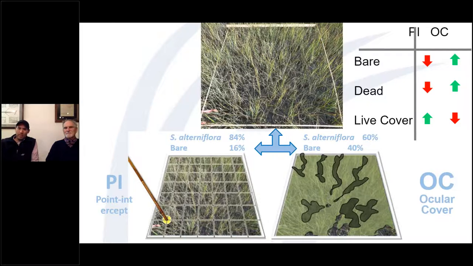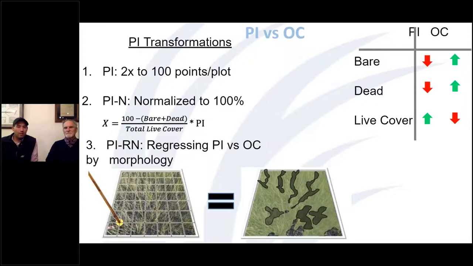And so we tried to figure a way to reconcile this, which leads me to the next slide. So the most obvious way is to make everything 100 points. So we use 50-point grids, and we just multiply them by two, and that's what we use to compare ocular cover versus point intercept to see these significant differences. A step further would be to take that data and then normalize it to 100%. Oftentimes, when there's more than one species, you get point intercepts that lead to over 100, 200, 300%. So you have to normalize those down. We decided not to normalize bare and dead because they're already underestimated by point intercept.